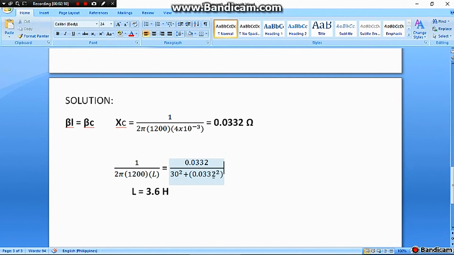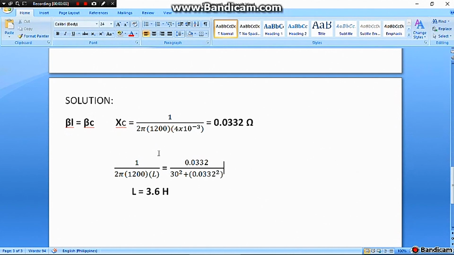Before we go to that, first we must solve the capacitive reactance. The formula for that is 1 over 2 pi times the resonant frequency times the capacitance. The capacitance is 4 millifarad, so 4 times 10 to the power negative 3 farad. 1 over 2 pi times 1200 times 4 times 10 to the power negative 3. The answer for that is 0.0332 ohms.